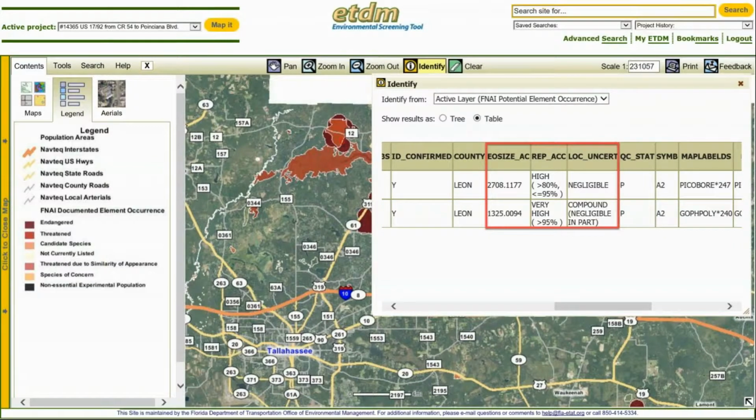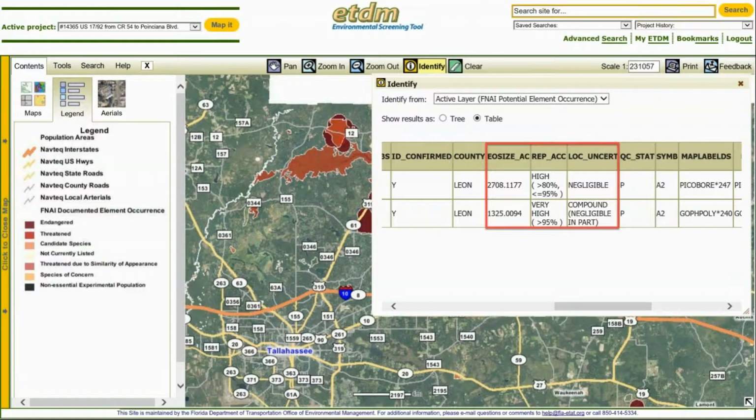Here we can see for both red-cockaded woodpeckers and gopher tortoises, there's a high representational accuracy for both species, meaning that most of the polygon is proportionally occupied in accordance to these percentages. The size of the polygon can be used to quantify what that proportion is. So for gopher tortoises, over 95% of the 1,325 acres is considered occupied, or over 1,258 acres total.